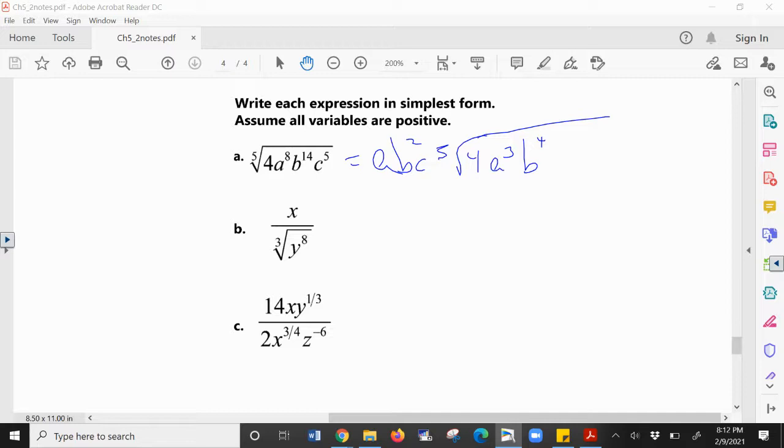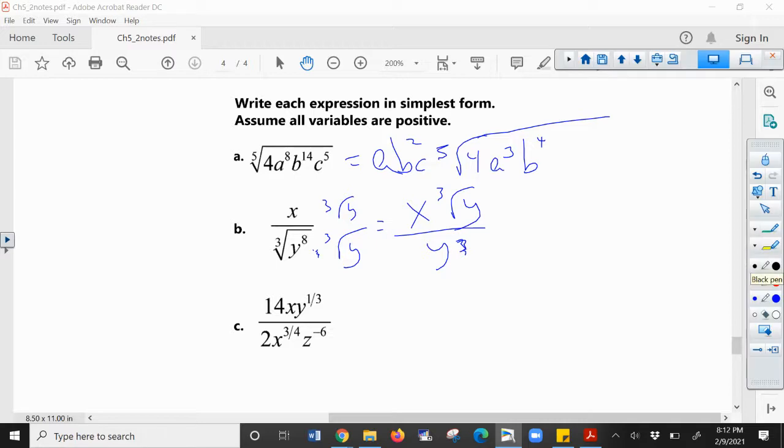Whew. All right, now let's see what we got here. Now 3 doesn't go into 8 perfectly, so how many more y's do I need to rationalize this thing? If it was y to the ninth, it would be good to go, right? 9 over 3 is 3. So I need one more cube root of y, so that I have y to the third in the denominator. That's 9/3, right? And what I did to the denominator, I have to do to the numerator. So here we go. So x times the cube root of y over y to the third.